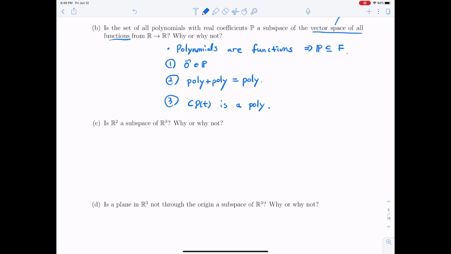And how about C? Well, it looks like it should be, but note that R squared, or R2, is not even a subset of R3. This is because R2 has 2 entries, but R3 has 3 different entries.